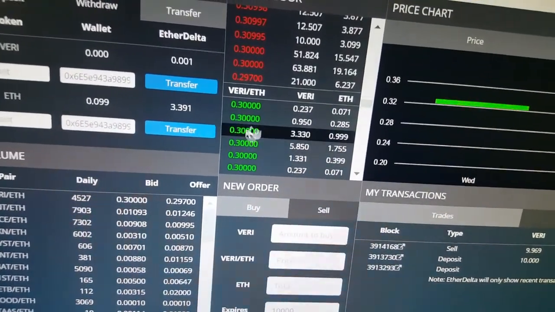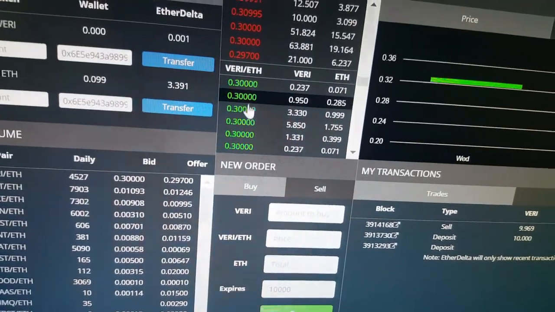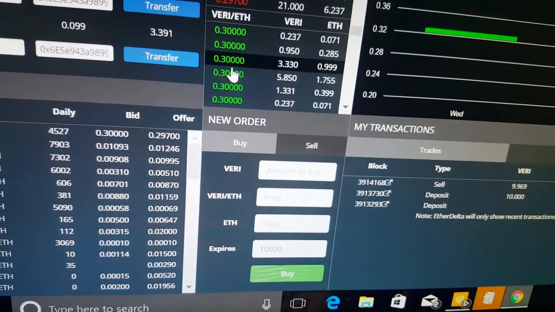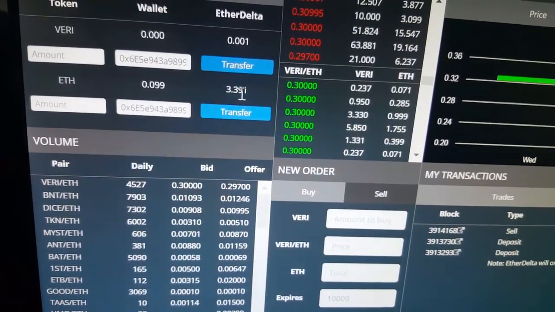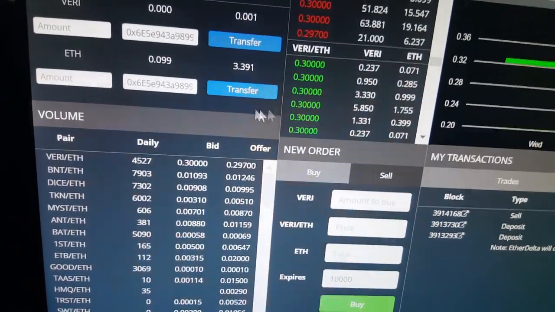So anyways, basically, this is what the sale orders are. People are the buy orders. And you can click on any of these if you want to sell. So what I'm about to do is transfer the 3 Ethereum that I had. I already had to put a little bit in here. So I'm going to transfer that, send it all over to my Ether wallet, and get it offline as quickly as I possibly can.